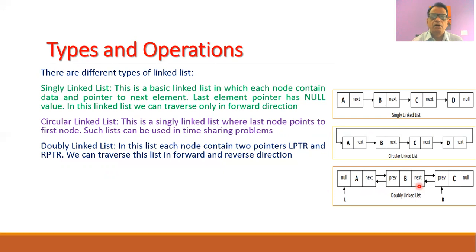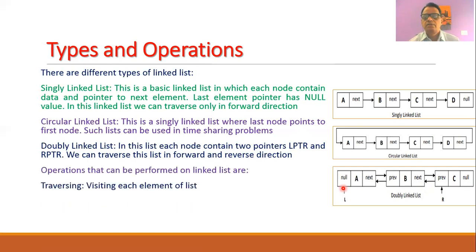The advantage of this list is that we can traverse it, that is, visit the elements of the list, in both ways. We can travel in the forward direction as well as in the reverse direction. It is possible that in such a list the rightmost element will have RPTR equal to null, and for the leftmost element, the left pointer will have a null value.